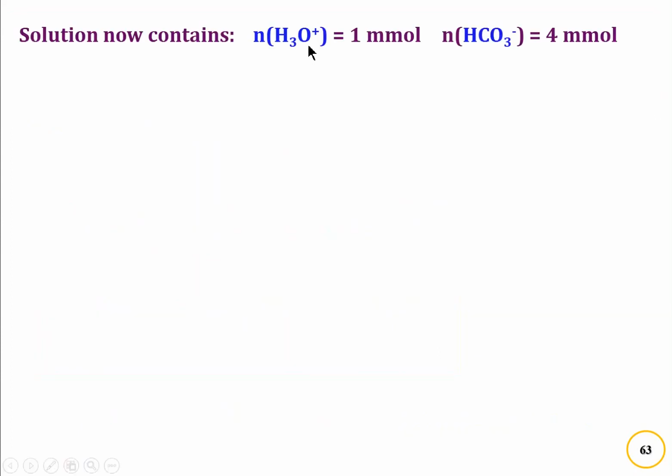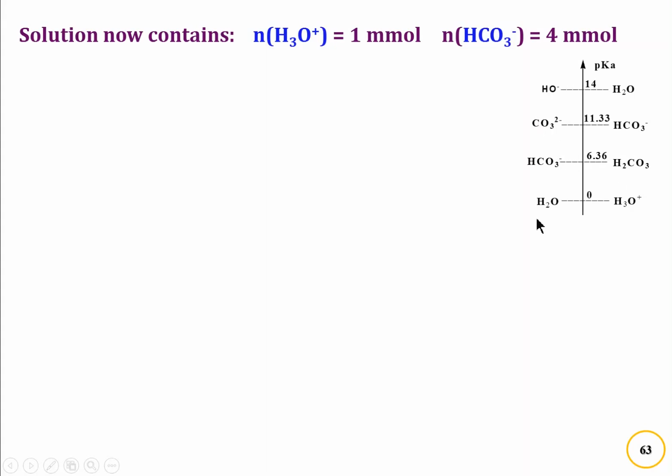So in the new solution, we have H3O+ 1 millimole and HCO3 minus 4 millimoles. We have to do a new pKa scale and determination of the species present. We put the couples. We have H3O+ and HCO3 minus. So we have a reaction in the direction of gamma, and delta pKa is greater than 6, so the reaction is complete. If greater than 4, the reaction is quantitative. To note, in the calculation, quantitative or complete is the same. We work at t equals infinity.